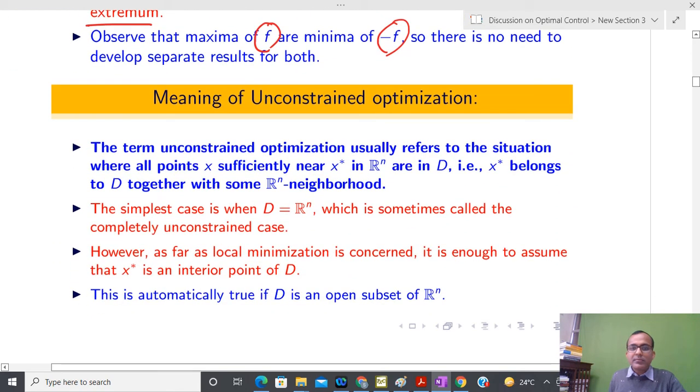Now let us come to the definition. When I started this lecture, I told you that I am going to talk about finite dimension. I have justified what finite dimension means, why I talk about just a subset of Rn, and why Euclidean space is required, because I need a norm in order to construct the ball. Now we are going to justify another terminology, unconstrained. The term unconstrained optimization usually refers to the situation where all points x sufficiently near to x star in Rn are in D. That is, x star belongs to D together with its Rn neighborhood.